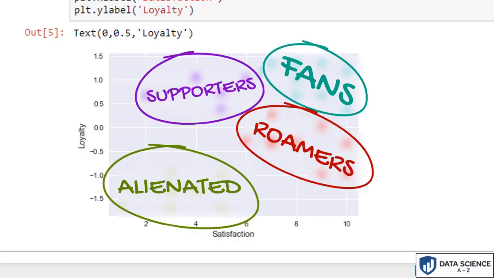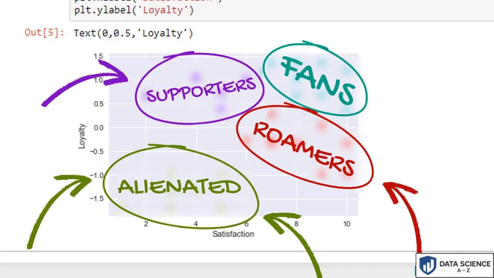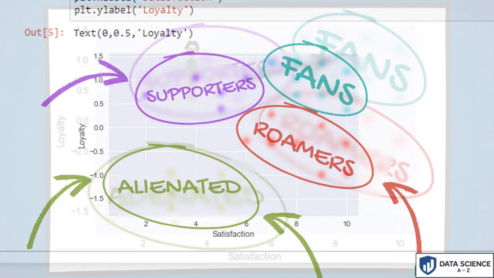Naturally, we must analyze what we see. Data science is about storytelling and making sense of numbers. We have 4 groups, but only one of them is favorable, the fans. Cluster analysis indicates the problem. Some customers are dissatisfied, others are disloyal. However, we must figure out how to solve the problem ourselves. What are some ideas a data scientist and management will come up with?